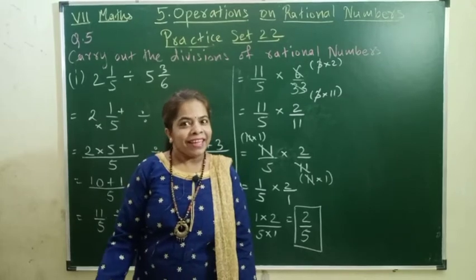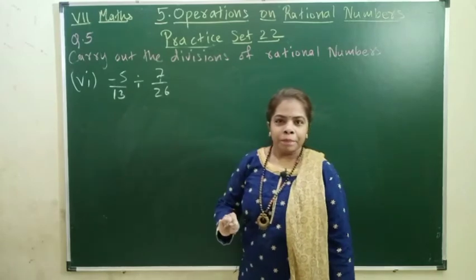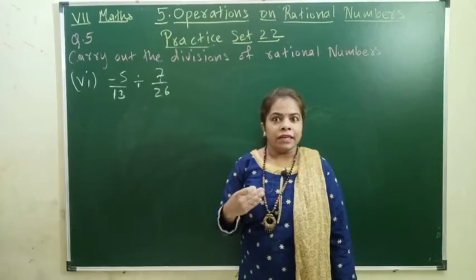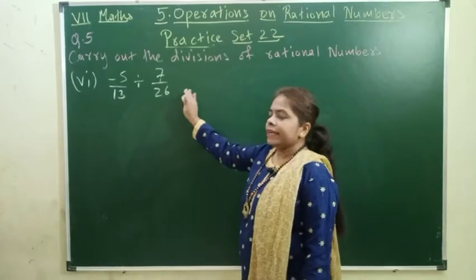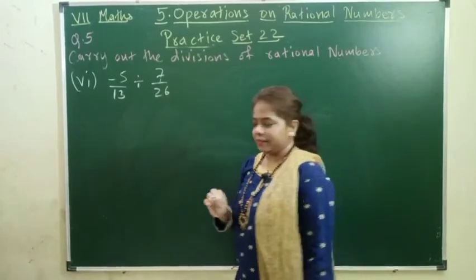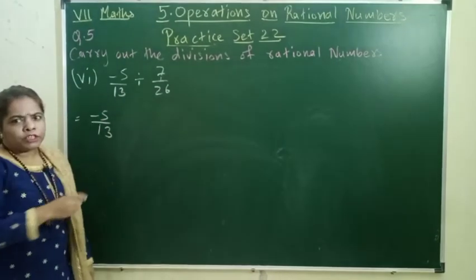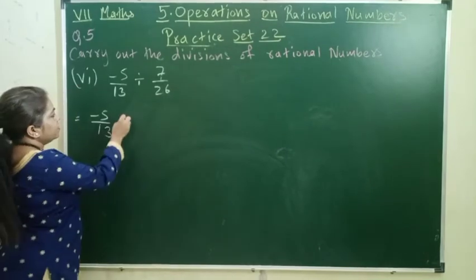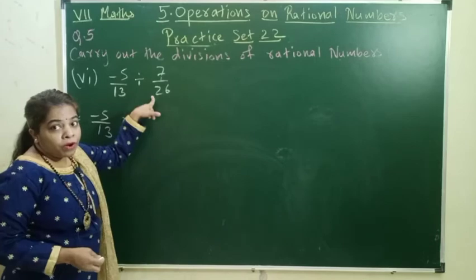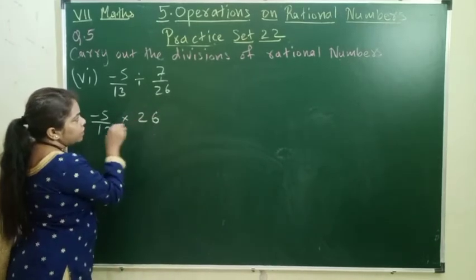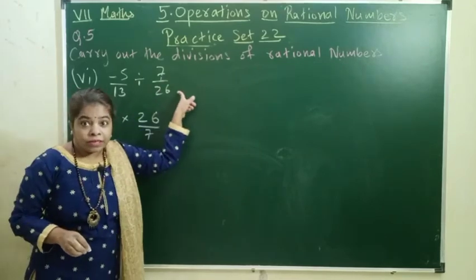Let's continue with the next sum. Now the sixth sum, children. See the sum. We will first change the division into multiplication and we will reverse the second fraction. Let's start. First fraction we write like that only. Second, division changes to multiplication. And this is reversed. 26 upon 7. Just the reverse, children.